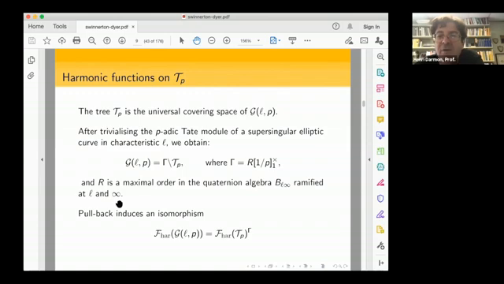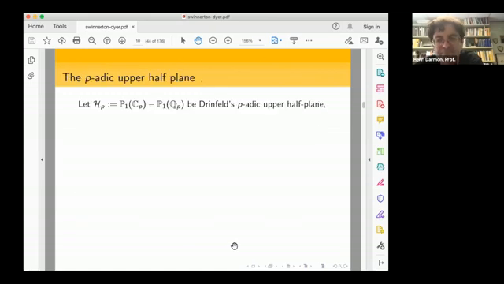Okay, so once we've made this identification by fixing this trivialization of the p-adic Tate module, we get an obvious isomorphism between the module of harmonic functions on the isogeny graph and the module of Gamma-invariant harmonic functions on the Bruhat-Tits tree, so functions on the edges, etc. Okay, so we're going to be exploring that a little bit later.